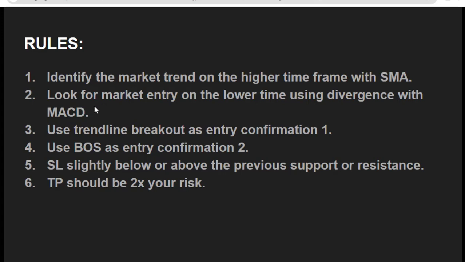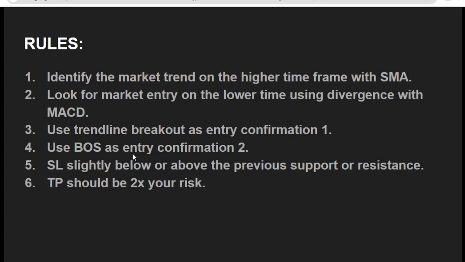The second thing is to look for market entry on the lower time frame using divergence with the MACD. The third thing to look out for is to use a trend line breakout as entry confirmation 1, and then you use BOS, that is break of structure, as entry confirmation 2. And then the stop loss.